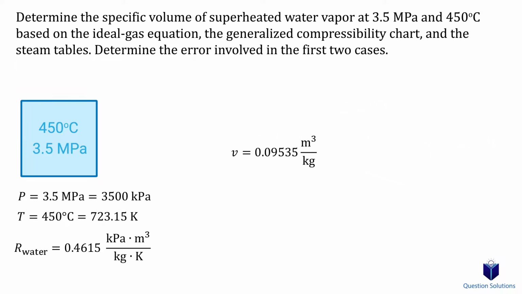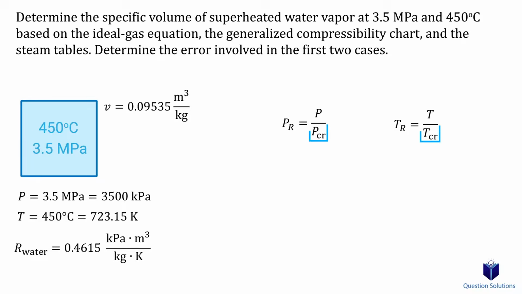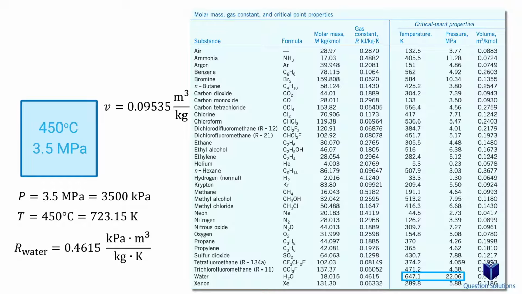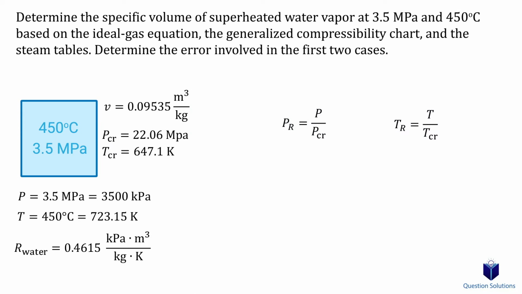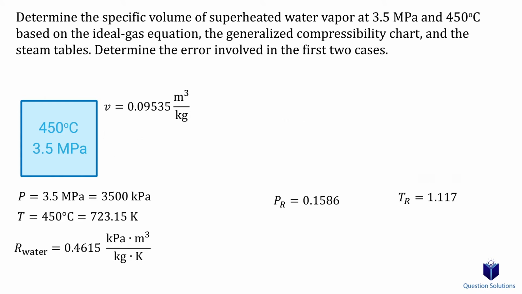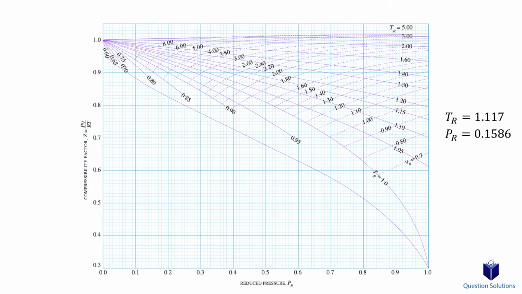Next, we need to use the compressibility chart to figure out the specific volume. The first step is to figure out the reduced pressure and reduced temperature, but to use these equations, we need the critical pressure and temperature. So let's take a look at the table. Here we have the values we need. Now let's find the reduced pressure by plugging in our values. Next, the reduced temperature.